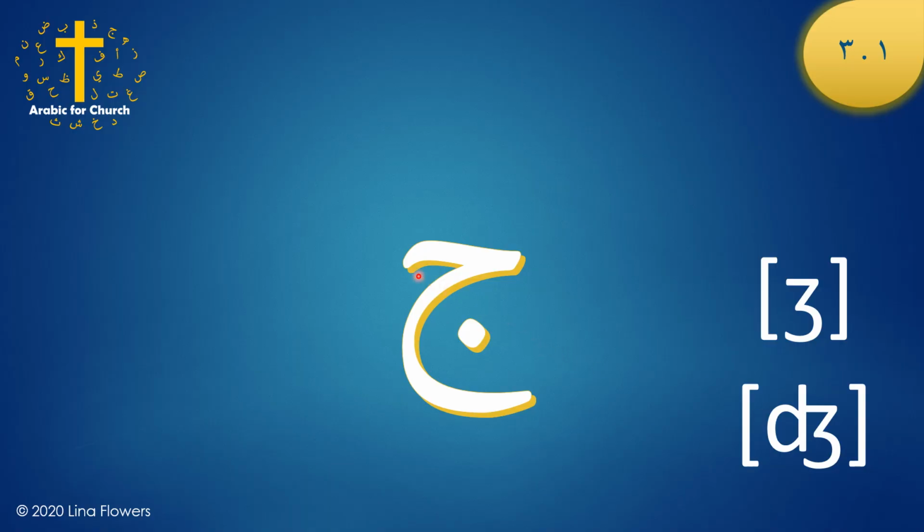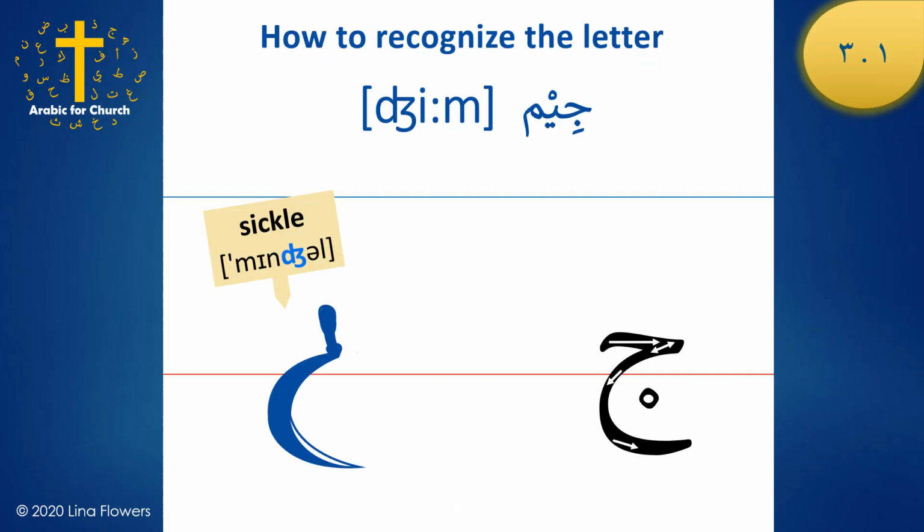This is the main shape of Jim. This part, the second part, comes under the line, and it has 1 dot in the center. The sound of Jim can be either J or J. Both sounds are present in the English language. So this is the letter Jim.